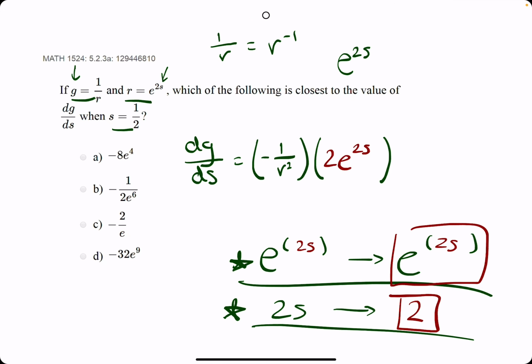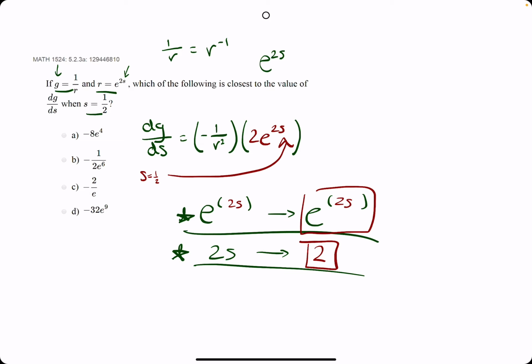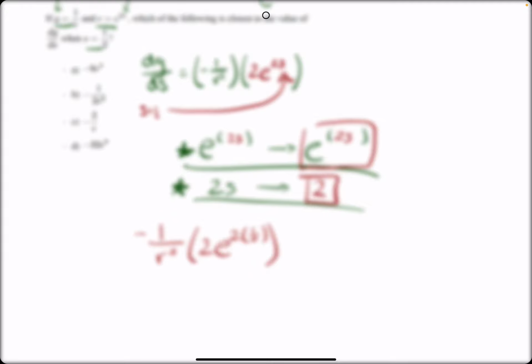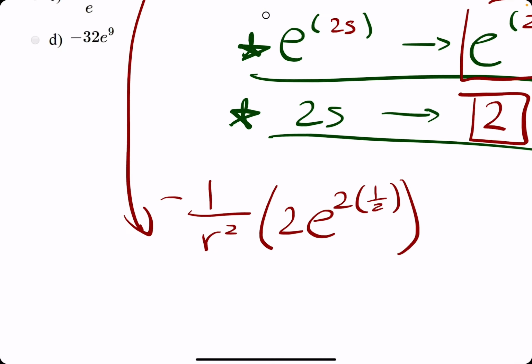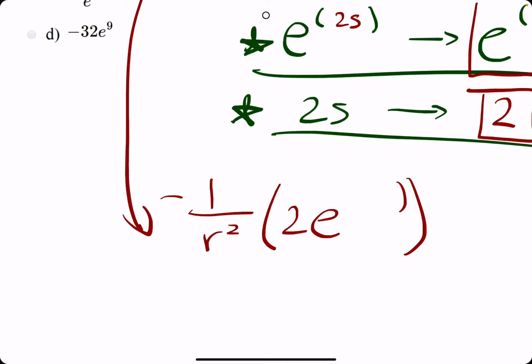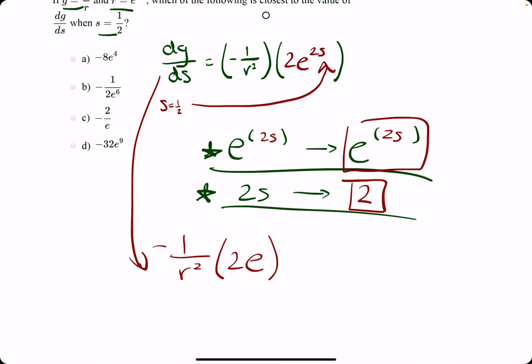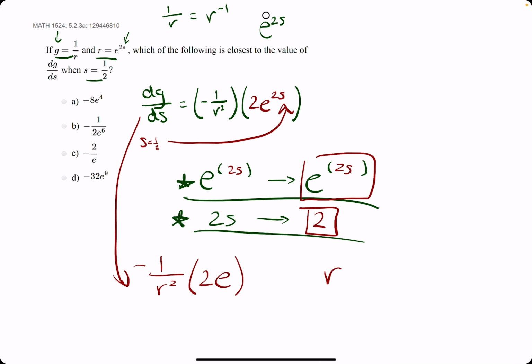But now we need to plug in s equals 1/2 wherever we see an s. So we only see an s here, so we'll plug it in there. So we have negative 1 over r squared times 2e to the 2 times 1/2. Okay, well, let's see. So 2 times 1/2, we get just 1, and e to the first is just e. So here we have 2e, but then we still have a negative 1 over r squared. We need to find a value for r, but we only have that s is equal to 1/2.